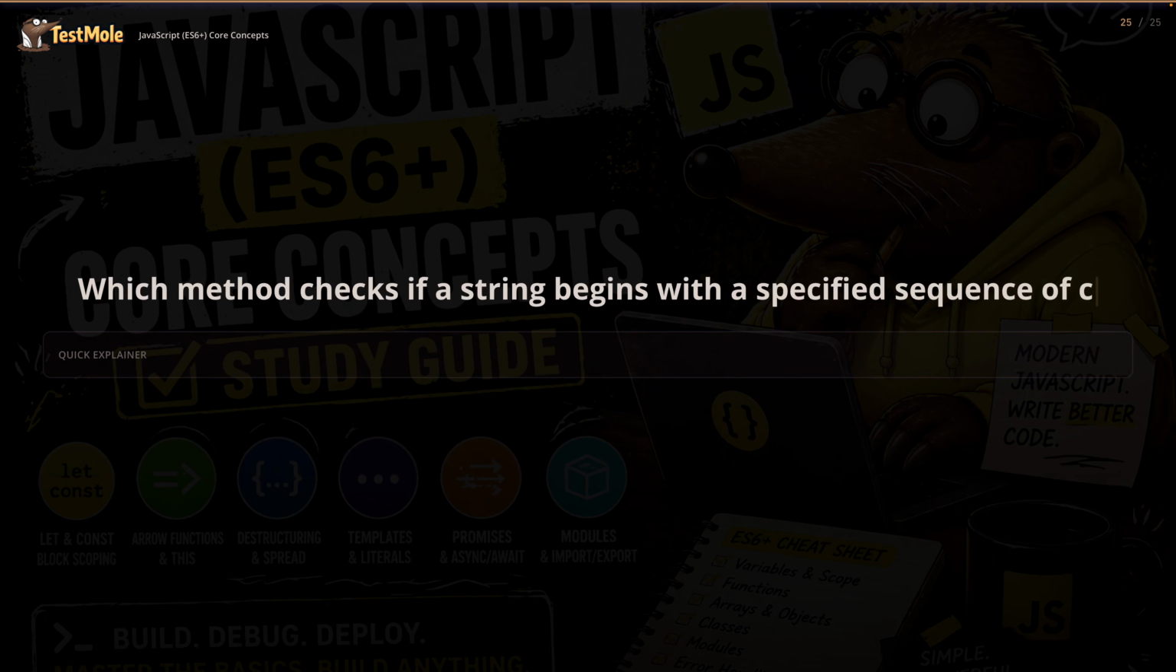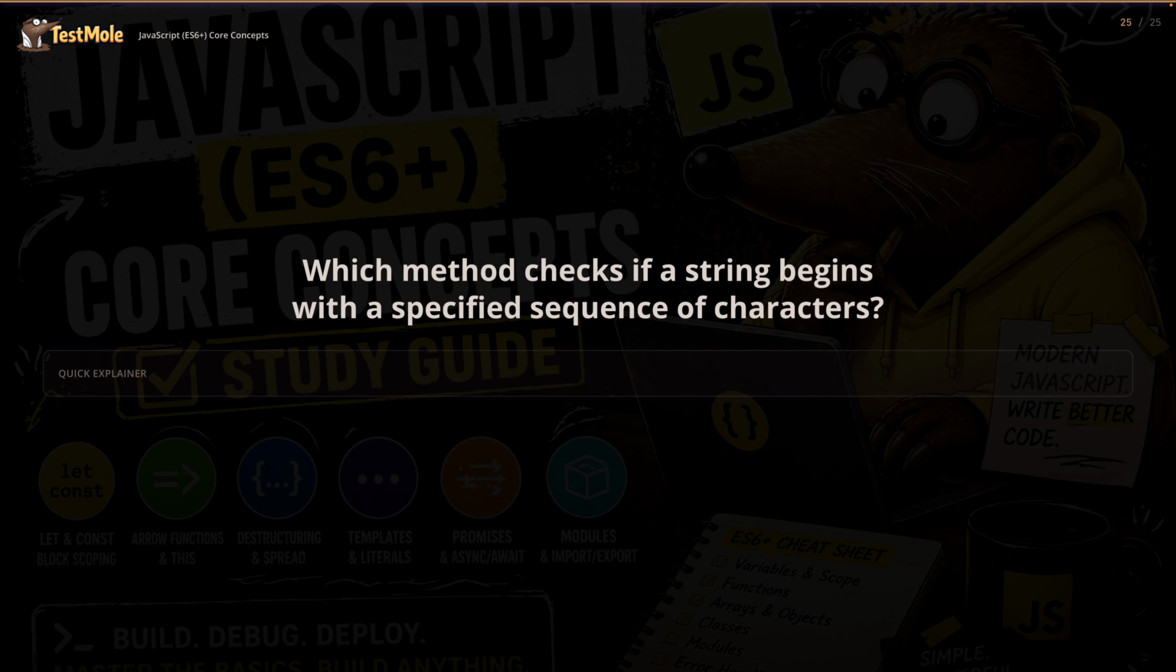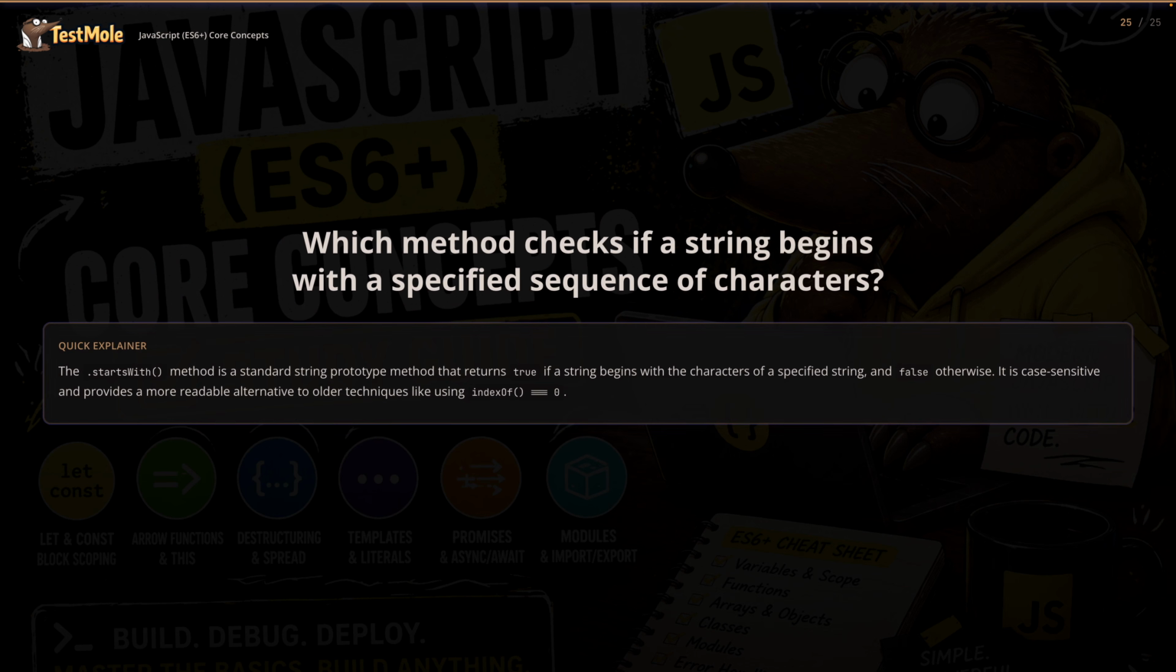Which method checks if a string begins with a specified sequence of characters? The .startsWith() method is a standard string prototype method that returns true if a string begins with the characters of a specified string and false otherwise. It is case-sensitive and provides a more readable alternative to older techniques like using indexOf() === 0.